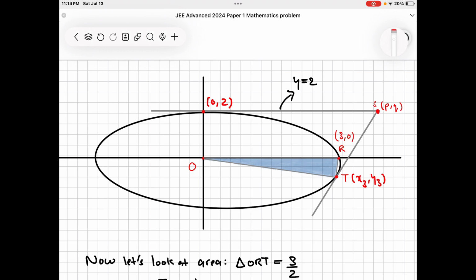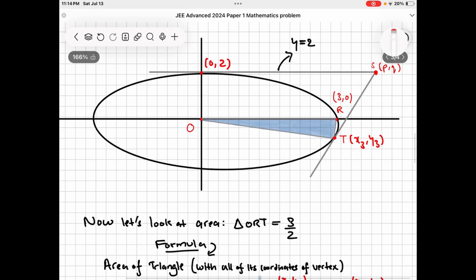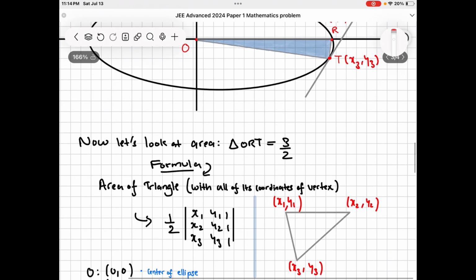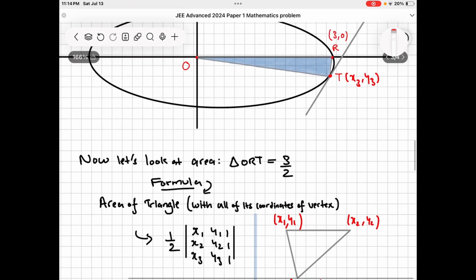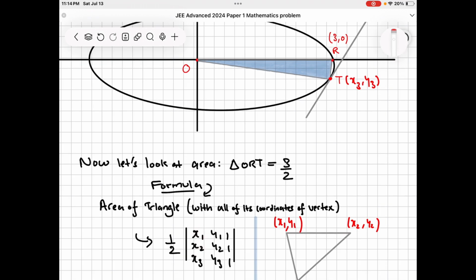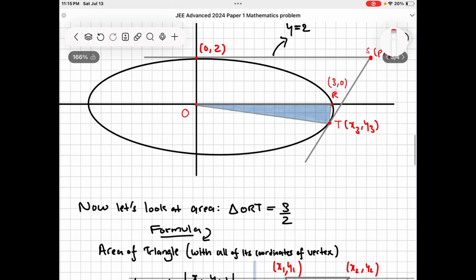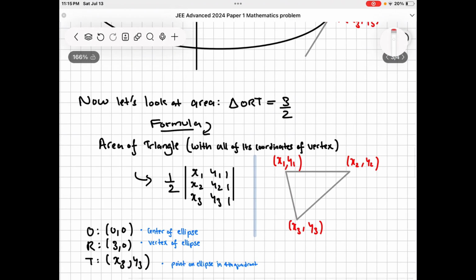Now let's look at the area of the triangle ORT, which is equal to 3 over 2. The formula for the area of a triangle with the coordinates of its vertices given is half the determinant of all the values up here, and I have also shown what it looks like on the graph. Now we have to put the values of the vertices of the triangle in this formula. So what are those values? We have O, R, and T here. O is the center of the ellipse, R is the vertex of the ellipse, and the point T on the ellipse is in the fourth quadrant, which we assume to be (x3, y3).